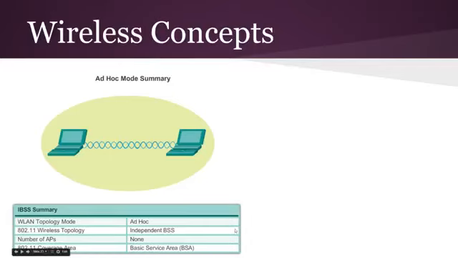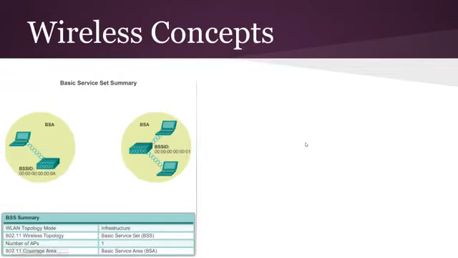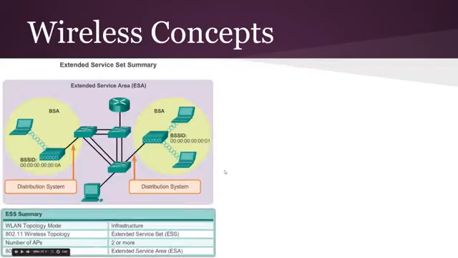Then it's an independent BSS. There is no access point, and it refers to a basic service area. Then we have a basic service set summary, which is, as we can see, infrastructure. Basic service set's still the same, but now there's an access point, and the service area is still exactly the same. We can improve on that using an extended service area known as ESA, which will require 2 or more access points, as we have, for instance, in our school. It's an extended service set, and it's an extended service area.